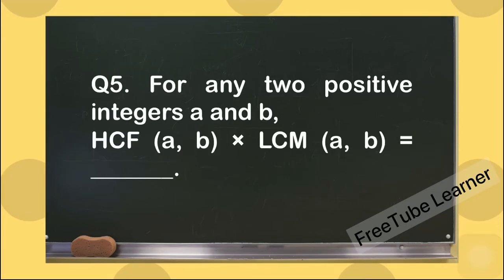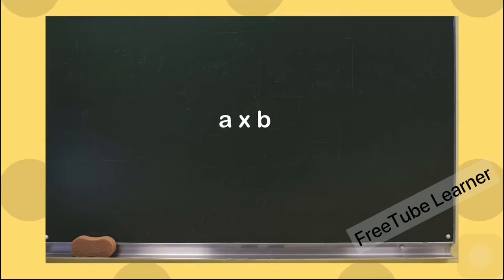Question 5. For any two positive integers a and b, HCF of a and b into LCM of a and b equals dash. As we already discussed in the previous question, the product of LCM and HCF of two positive integers a and b equals the product of those integers, that is a into b.